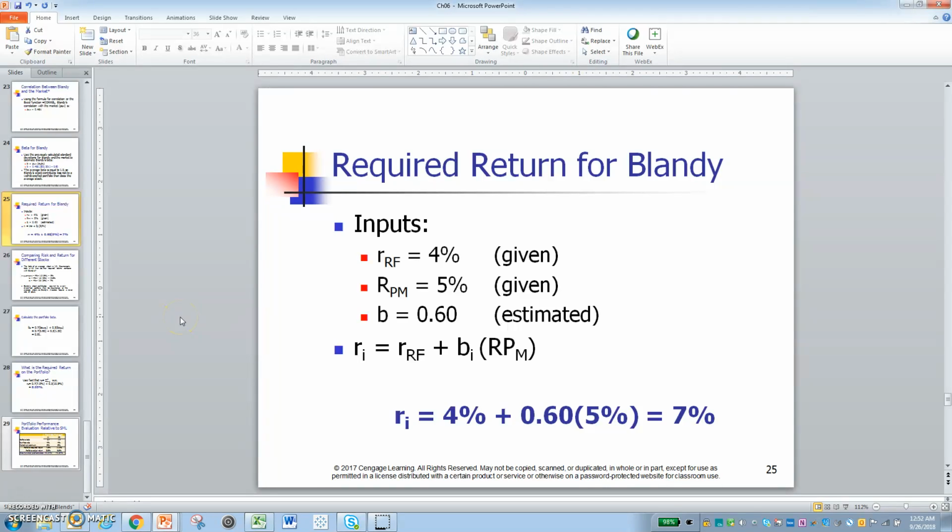Alright, so finishing up on Chapter 6, we want to figure out what is the required return for this Blandy investment. So we're given the risk-free required rate, we're given the market rate, we're also given the market risk premium, and then we're going to estimate the beta, which we did previously on the previous slide. With that in hand, we're able to plug these numbers into our formula and quickly say that our required rate of return for this investment is 7%. And we'll see how this plays out in a couple slides.